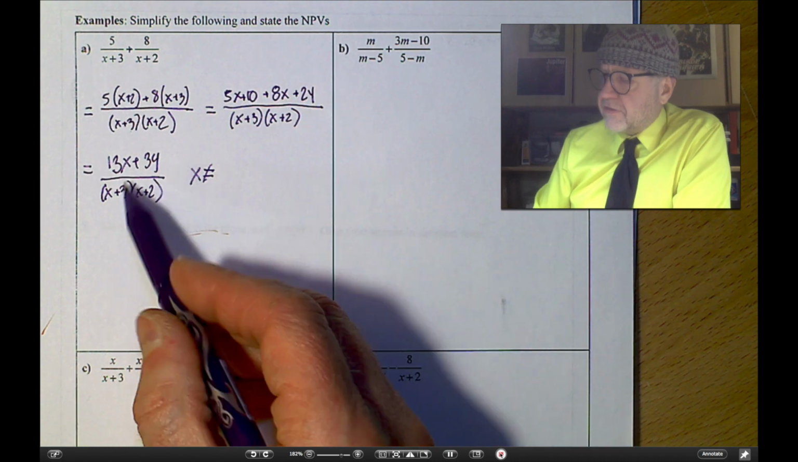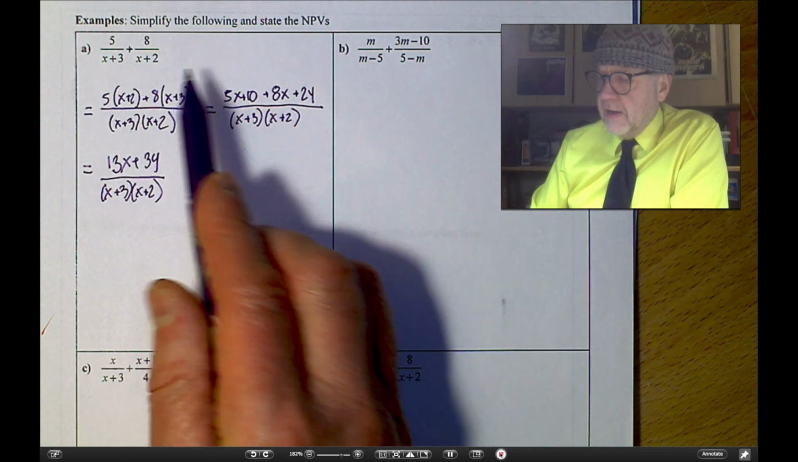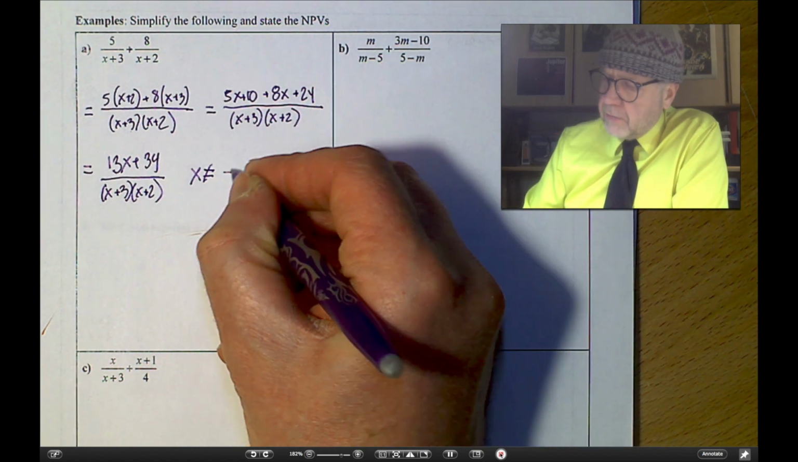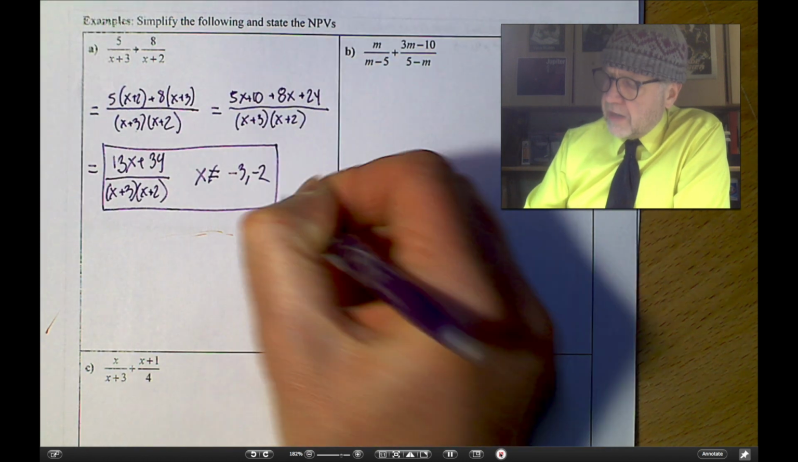Okay, and let's just take a look up here. That's the same condition here and the same condition here and the same condition here. So we are good to go. x may not equal -3 or -2. There is my final answer.